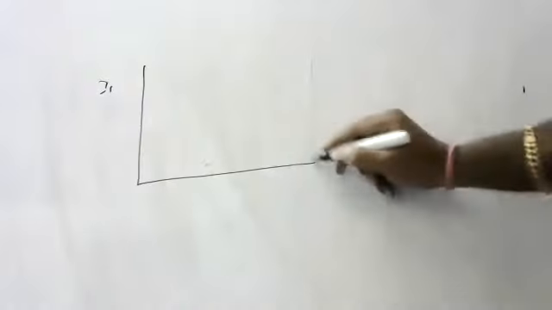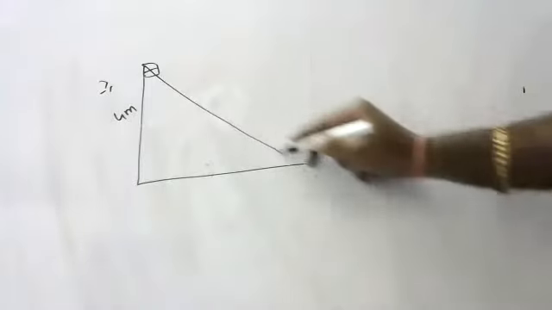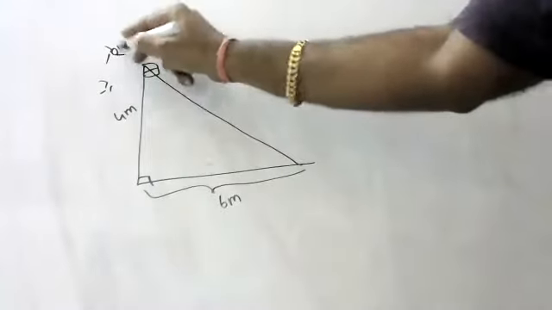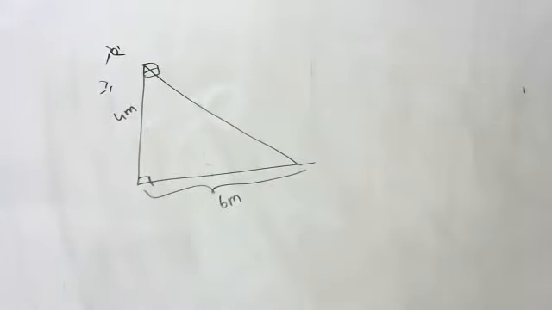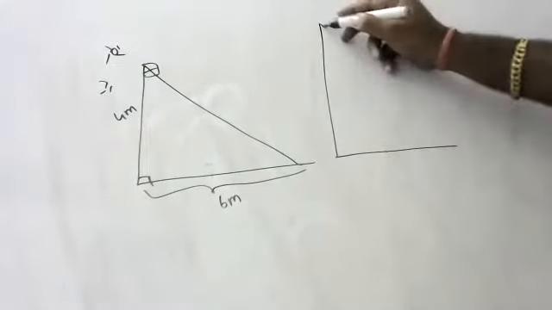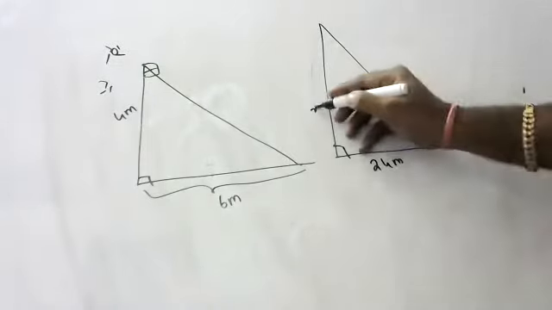One more question. A flagpole 4 meters tall casts a shadow of 6 meters. At the same time, a nearby building casts a shadow of 24 meters. What is the height of the building?